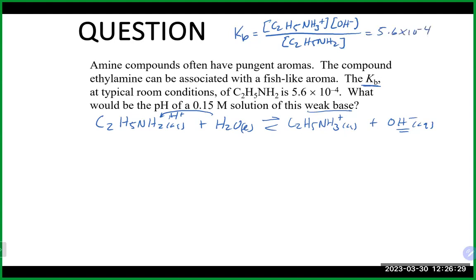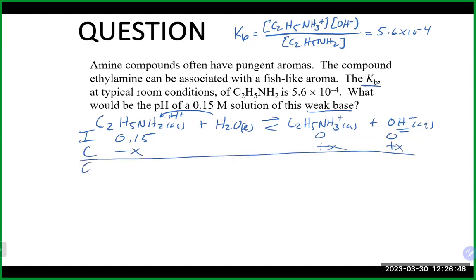Going into our ice table, which is the other thing that we should know, because it is obviously a weak base, we will start with our initial, which is 0.15, 0 and 0. Change here: minus x, plus x, plus x. That means at equilibrium here, 0.15 minus x, x, and x. Any questions up to there?